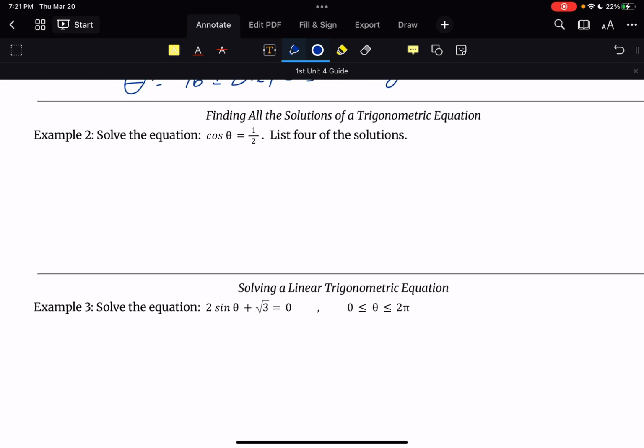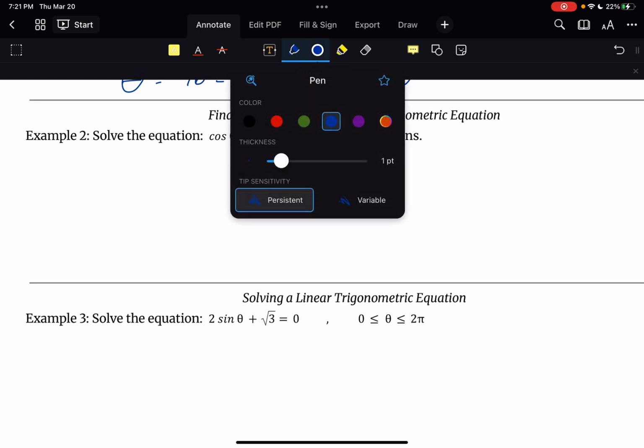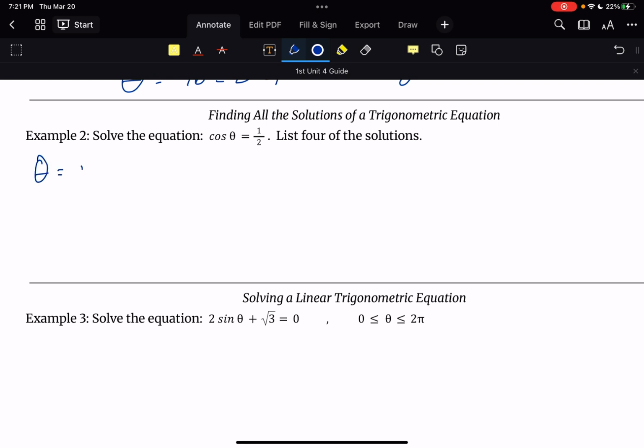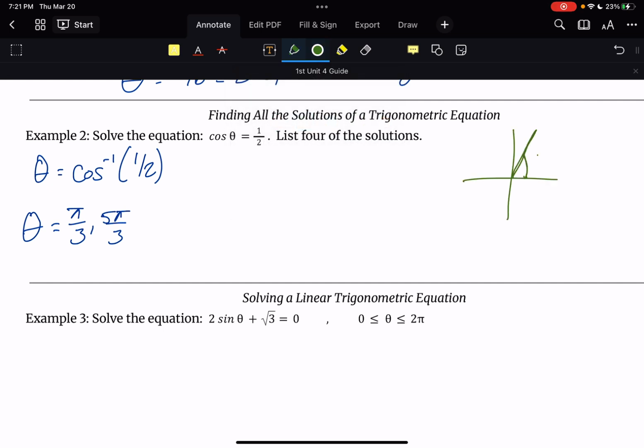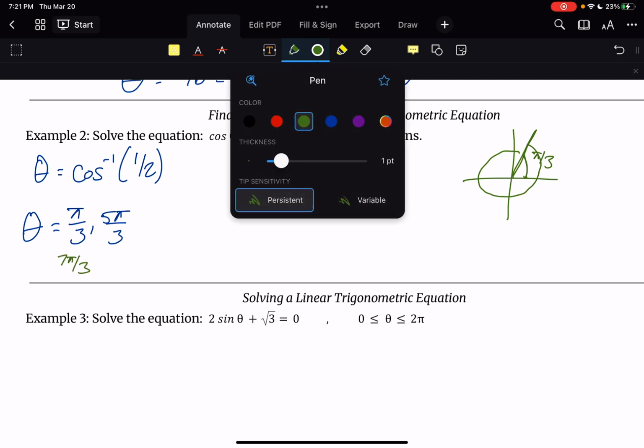If I go to my next one, I want to solve the equation cosine of theta is equal to 1/2. I'm again just asking myself, where do I get a cosine of 1/2? So I can go ahead and do the inverse cosine of 1/2. That gets me on the unit circle pi over 3 and 5 pi over 3. Now again, if we think about those angles of rotation, if I have a pi over 3 rotation and I do another full rotation around, that's adding 2 pi, which would be 6 pi over 3, so that would be a rotation of 7 pi over 3.